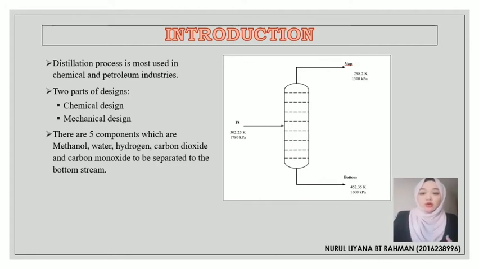Okay, in our industry, distillation is one of the crucial processes to separate the key components in a mixture due to their different boiling points and relative volatility. So, distillation is the most used process in the chemical and petroleum industry. When we design the distillation column, there are 2 parts that need to be considered, which are chemical design and mechanical design. In our process, the distillation column is used to separate the products methanol and water. There are 5 components, which are methanol, water, hydrogen, carbon dioxide, and carbon monoxide.